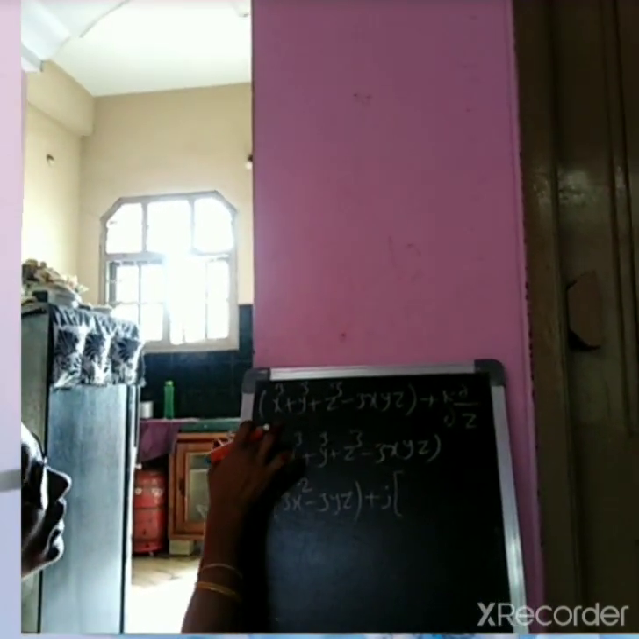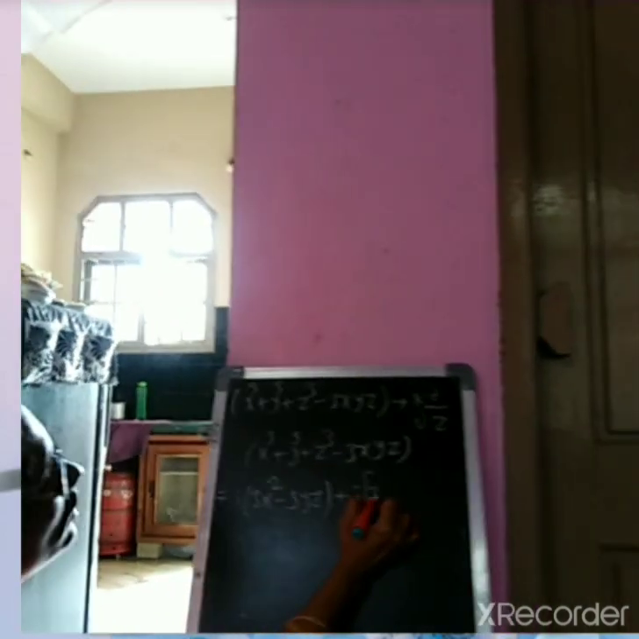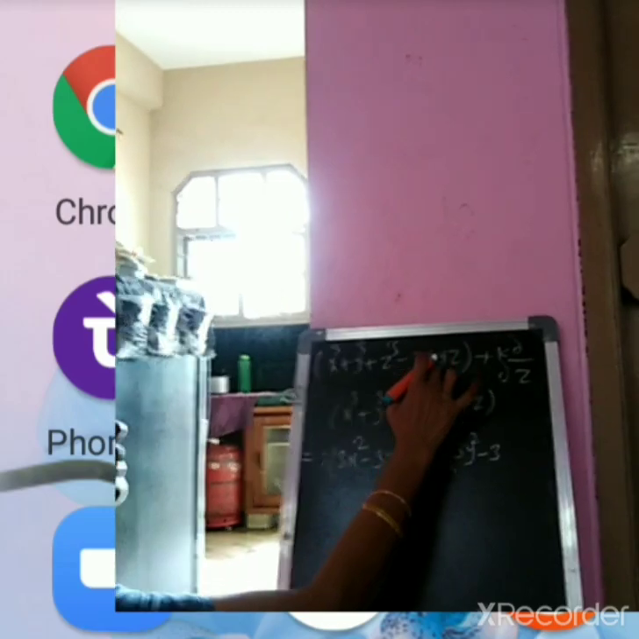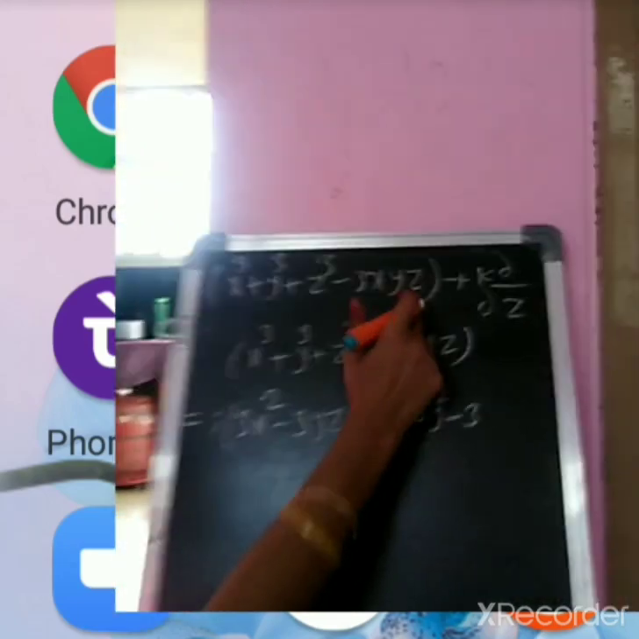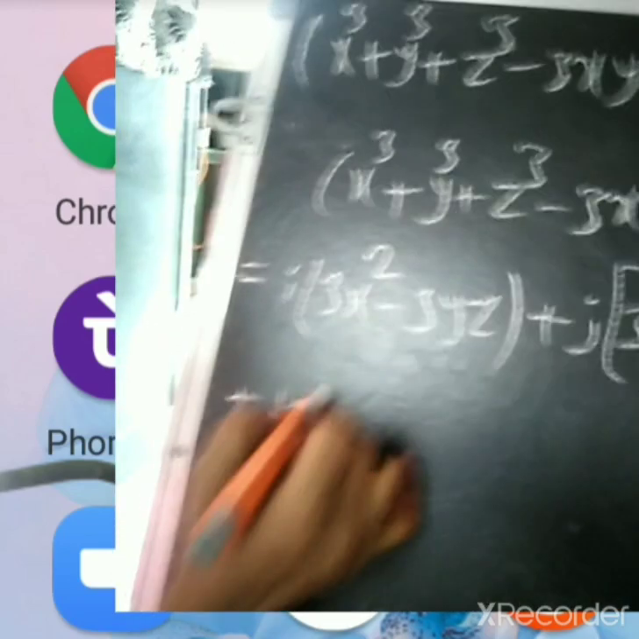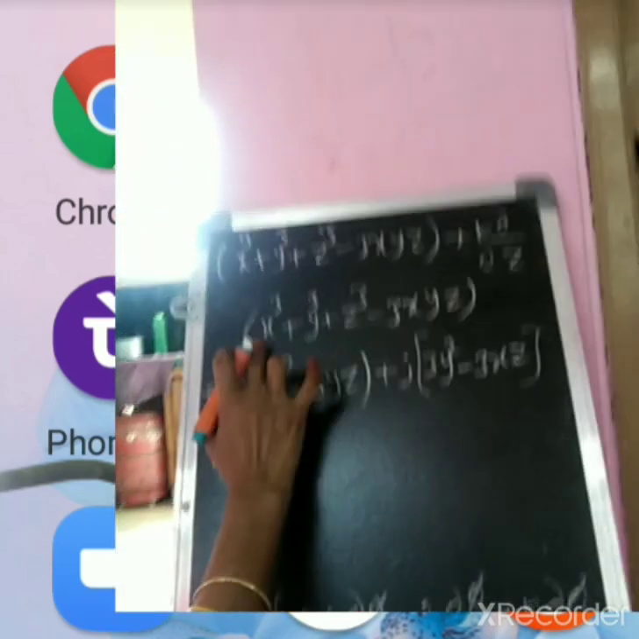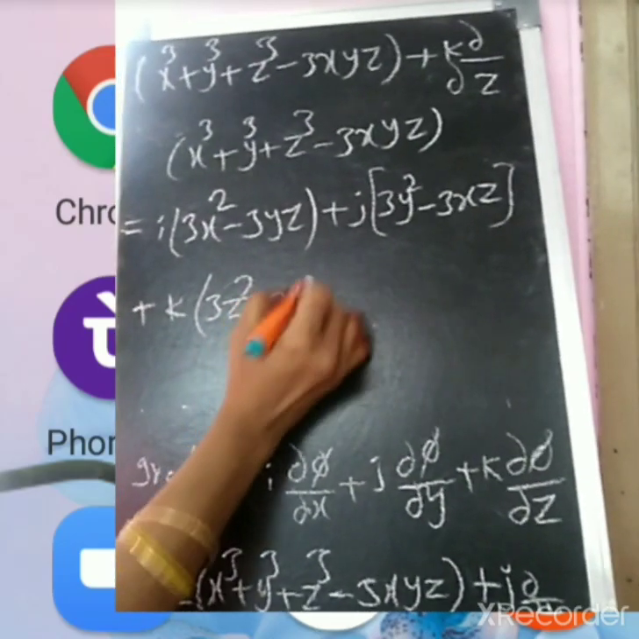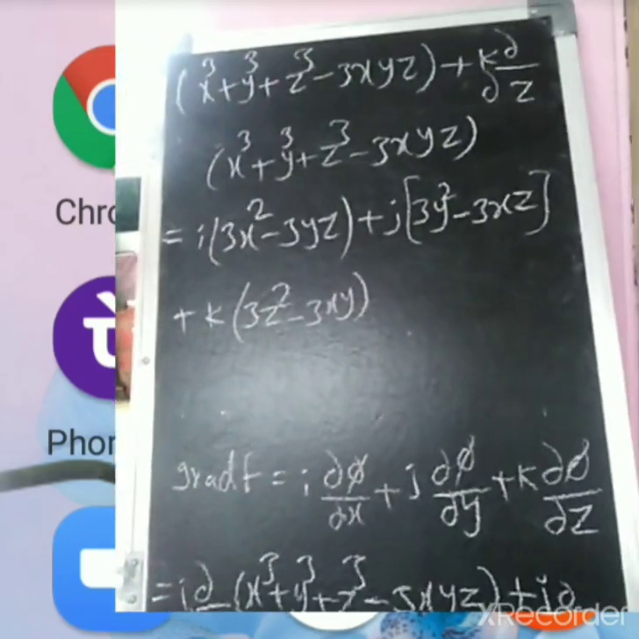Next plus j into: x cube is 0 and z cube is 0. Here with respect to y, 3y square minus 3, here y with respect to y is 1 and 3x is constant, so 3xz. Plus k into, similarly with respect to z, 3z square minus 3xy. So this is the value.